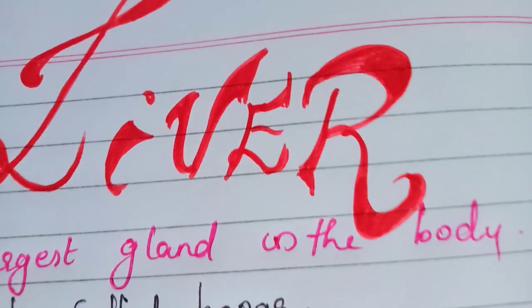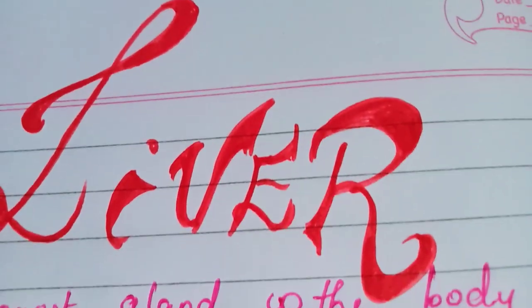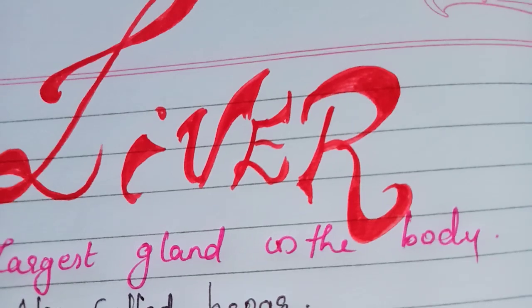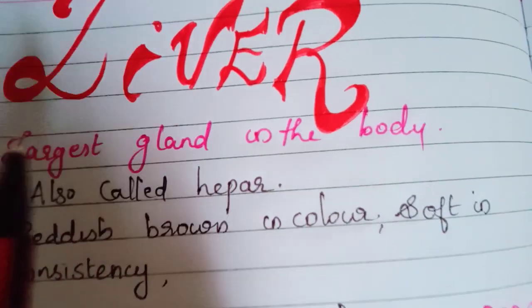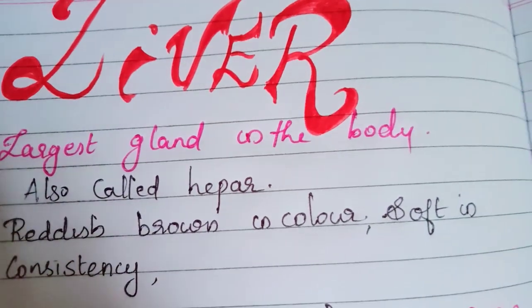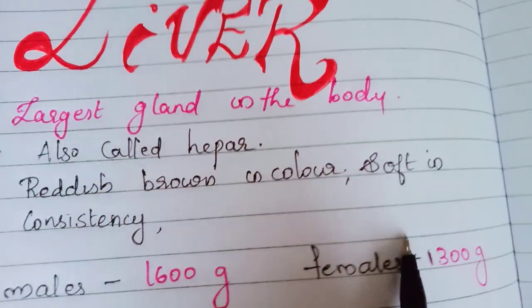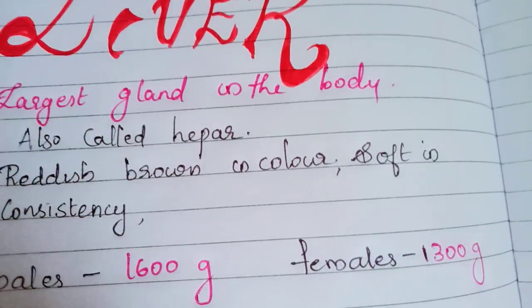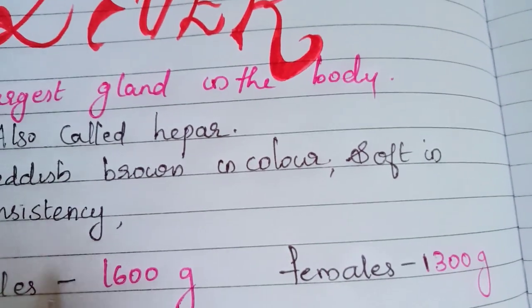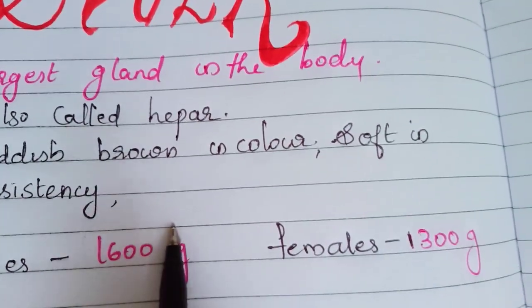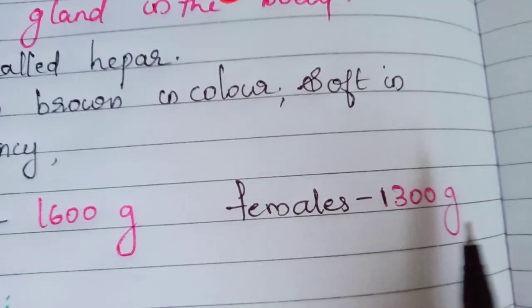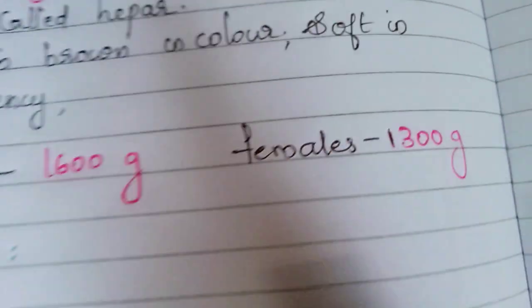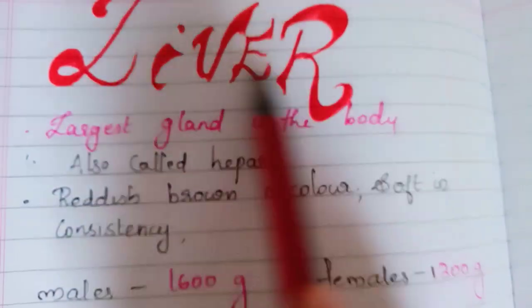Hello friends, today we are going to discuss the liver. The liver is the largest gland in the body and it is also known as hepar. It is reddish brown in color, soft in consistency, and in males it weighs about 1600 gram and in females it weighs about 1300 gram. So this is all about the introduction.